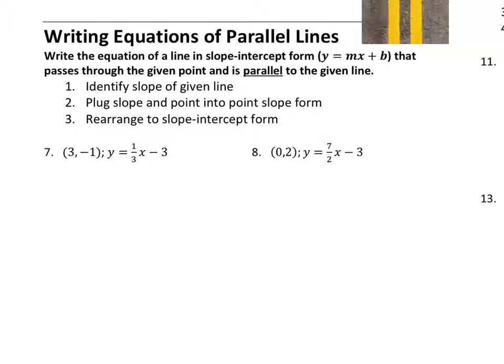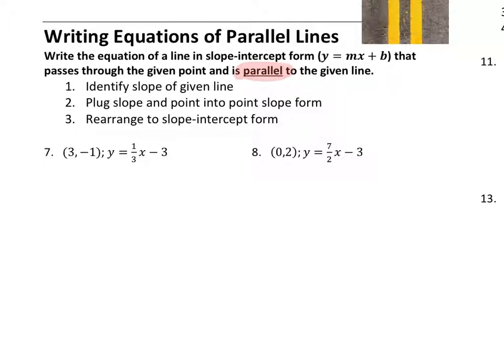This is the kind of example we need to be able to do by the end of today to feel successful. Okay? There are 3 very easy steps to do this. It's going to ask us to write the equation of a line in slope-intercept form that passes through the given point and is parallel to the given line. I want you to highlight the word parallel right now. I bolded it and underlined it for you, but I want you to highlight it.